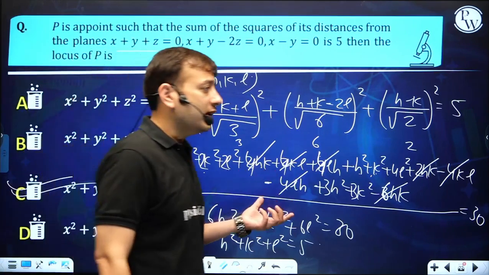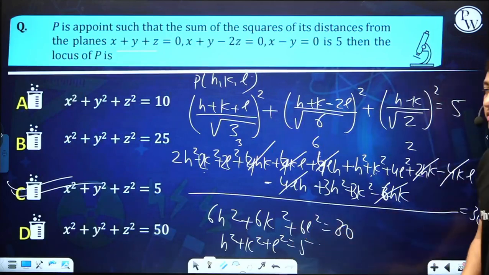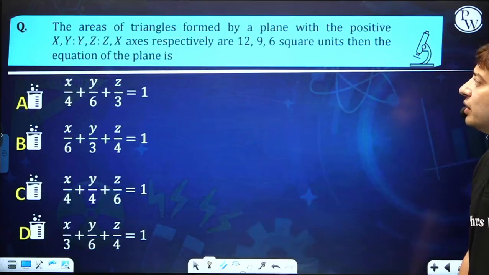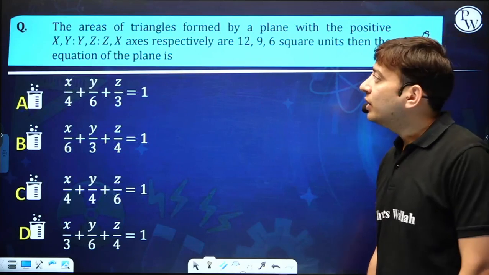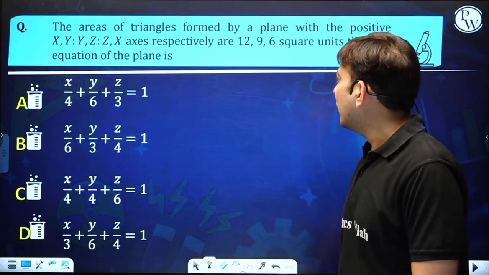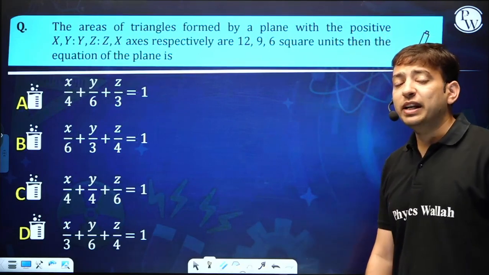Like a normal routine method, just after the formula, it will be simple maths. Always it will be simple maths. Moving on. The areas of the triangle formed by a plane with the positive XY, YZ and ZX axes respectively are 12, 9 and 6 square units, then the equation of the plane is, they are asking.